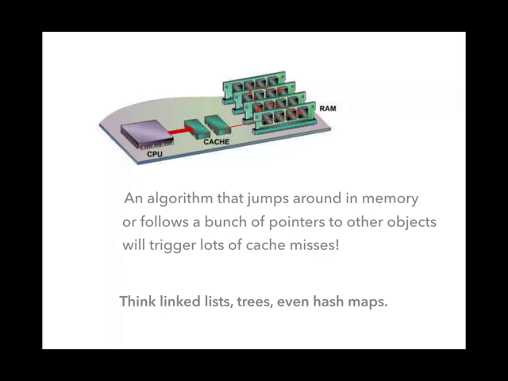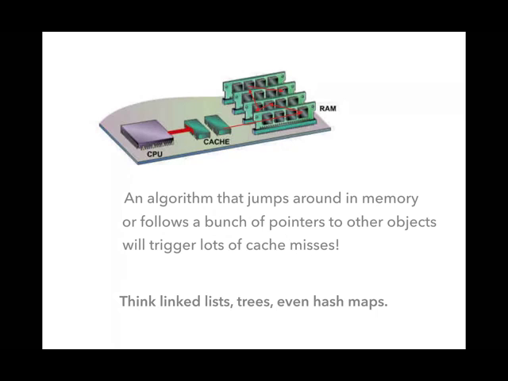You bounce here, then you bounce here, then here, then here, then here, and they are all likely to trigger cache misses. And that's why traversing a linked list, even though it's still O(n), and traversing an array is still O(n), is much slower than traversing an array, for that reason.